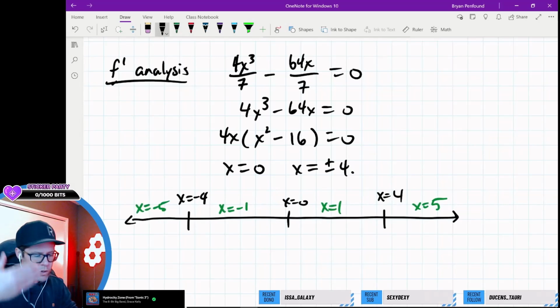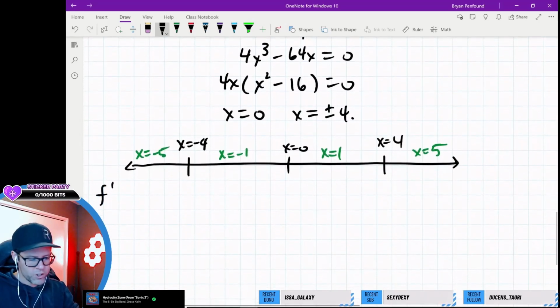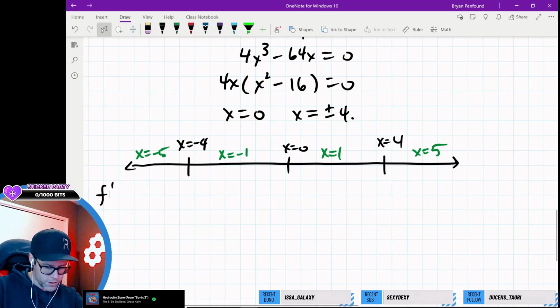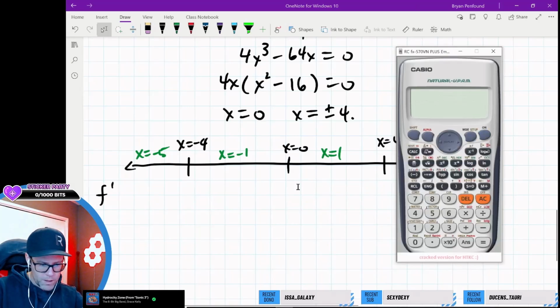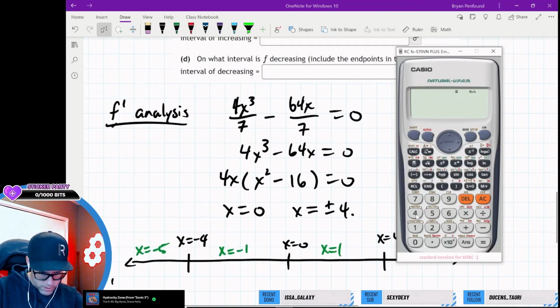And remember, I don't really care about the value of the first derivative that much. I care more so about what the sign of the first derivative is. So maybe let me just plug this in. So let's see, we need 4 times something over 7. And this thing needs to be cubed.